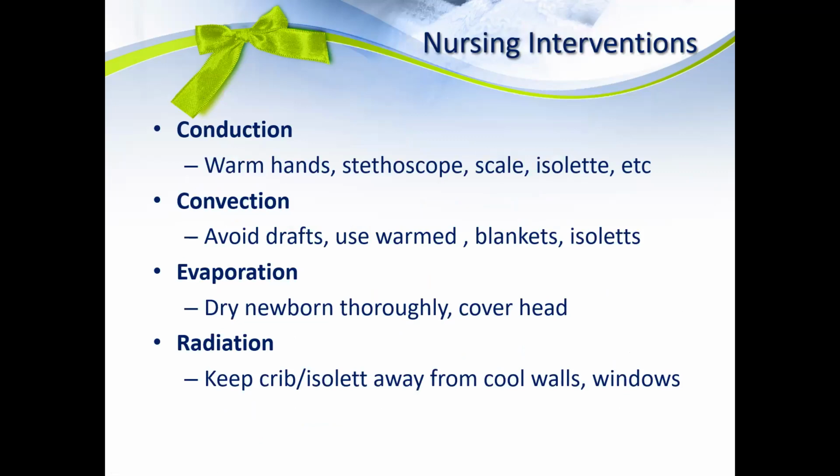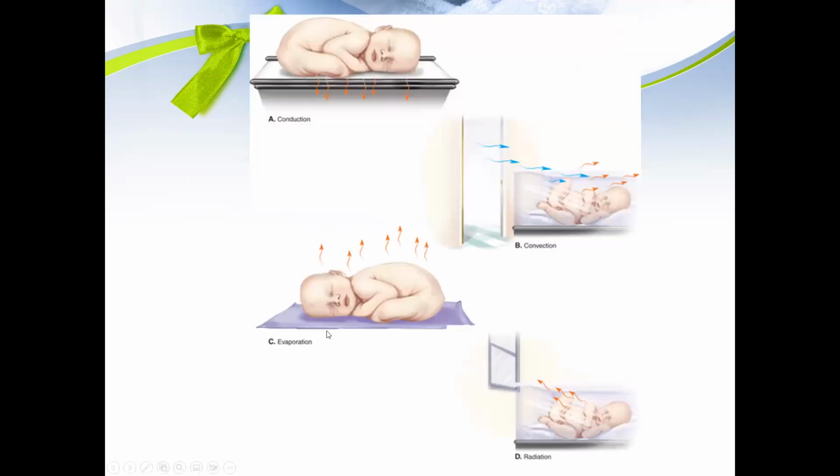So interventions, like for conduction, make sure you warm your hands, the scale, the stethoscope, anything that could transfer that coldness. For convection, avoid drafts. Use warmed blankets and isolates. For evaporation, make sure you dry the baby thoroughly, cover its head. And then radiation, we're keeping the crib away from the cold walls and the windows. Just a little picture to help sink it in.